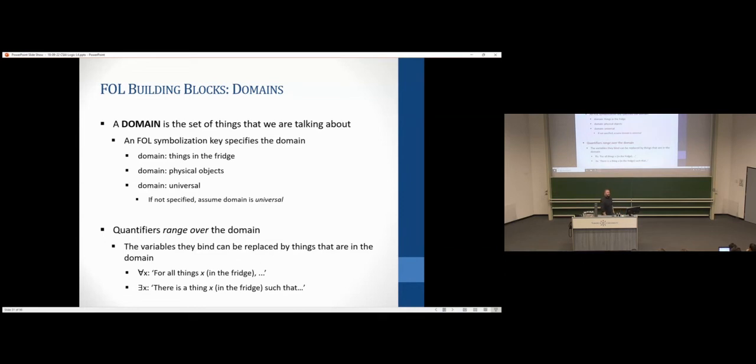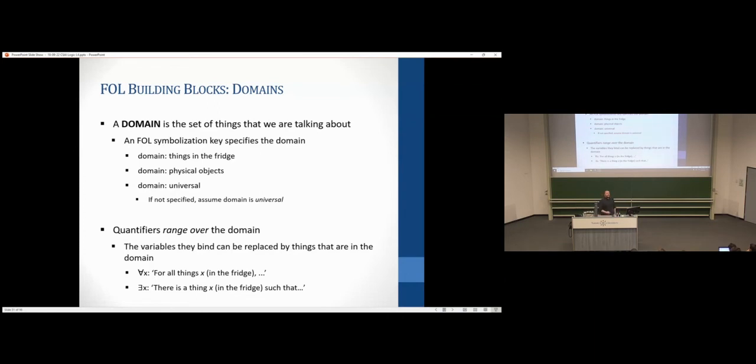Okay, nice. So when we build an FOL symbolization key, it's always going to have three parts. It's going to specify a domain, it's going to tell us the relevant predicates. And if we have any names present, it's going to tell us which objects in the domain the names pick out.